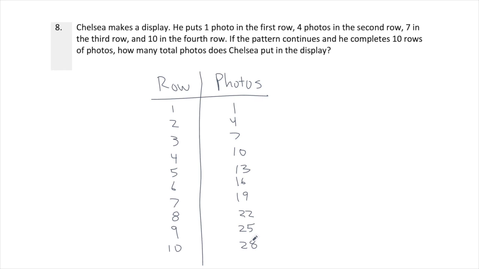To figure out the total number of photos, we can add up all of these numbers. So adding all of these up, we get 145. So that means the answer to this problem is 145 photos.